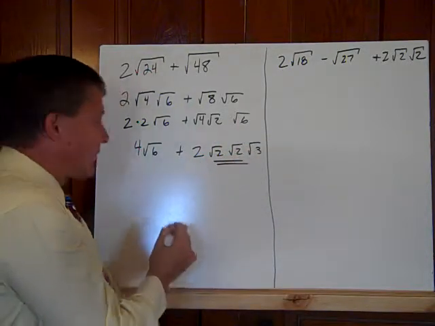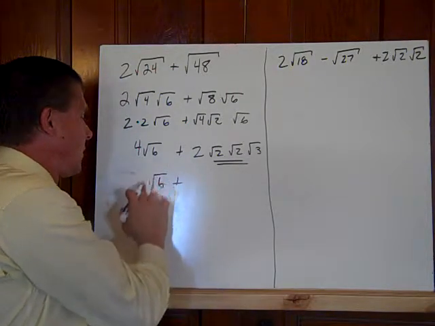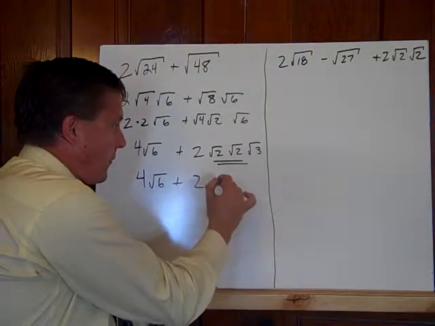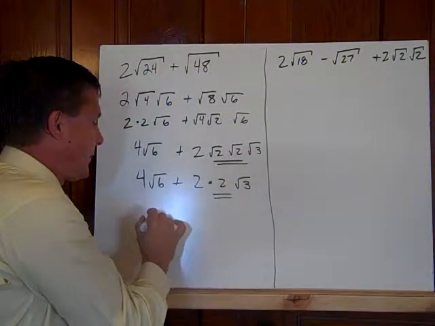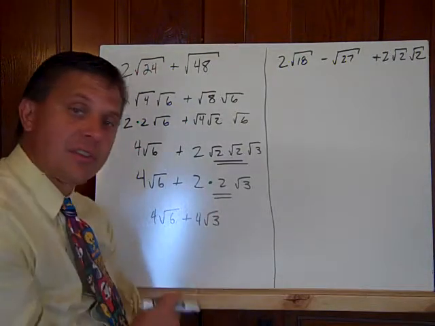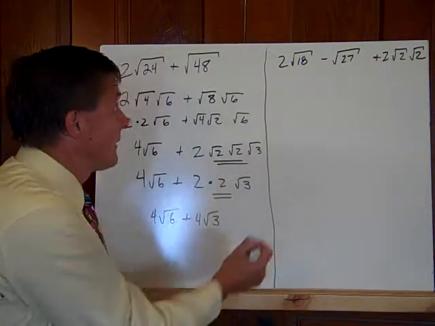Square root of 2 times square root of 2 is 2. And I end up with 4 square roots of 6 plus 4 square roots of 3. Square root of 6 and square root of 3 are not like terms. And again, we're done. And I can check the value.